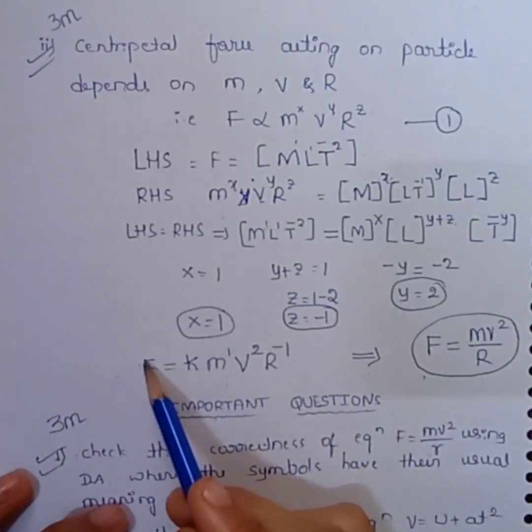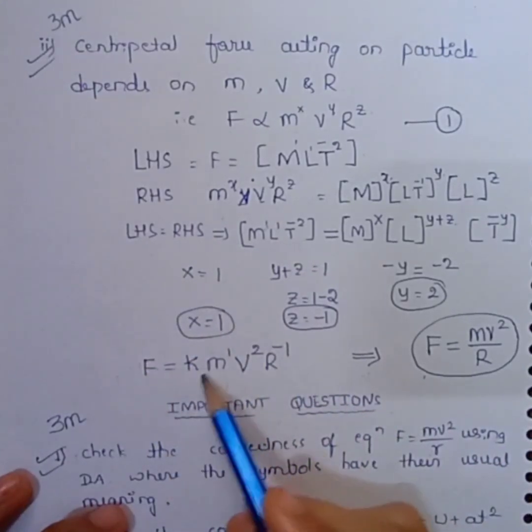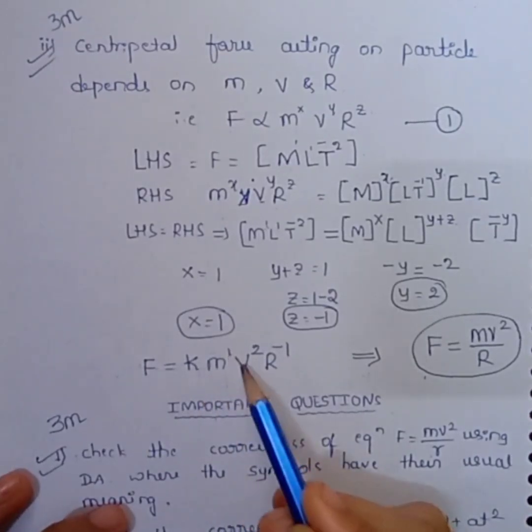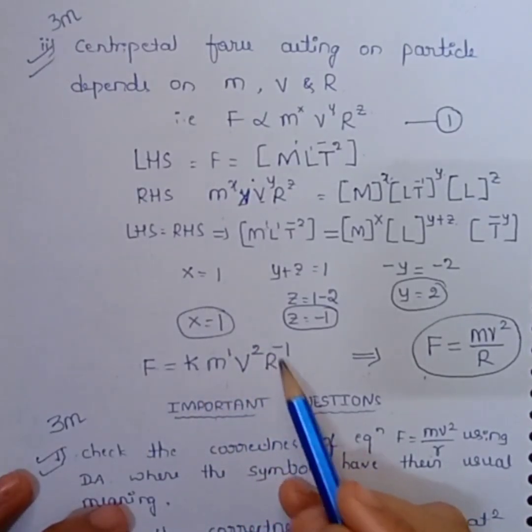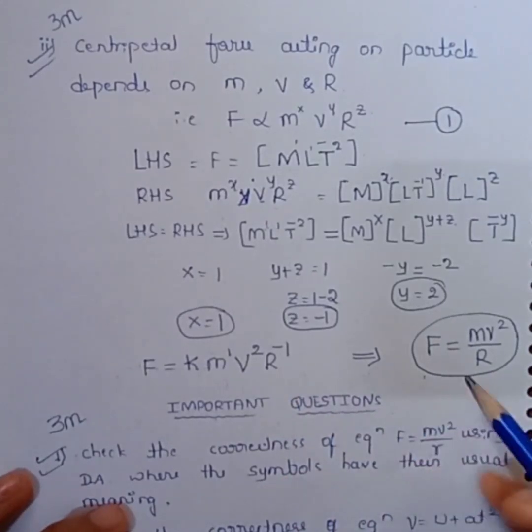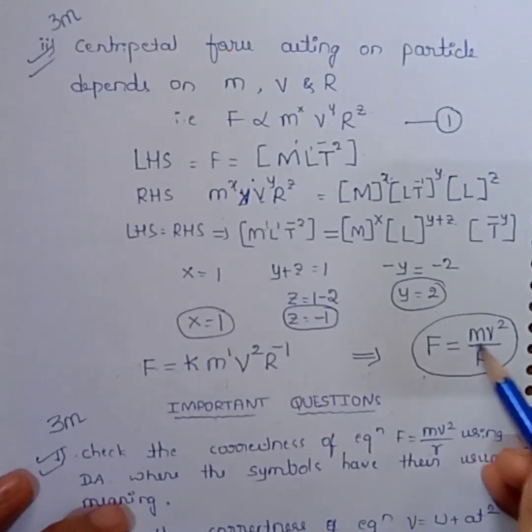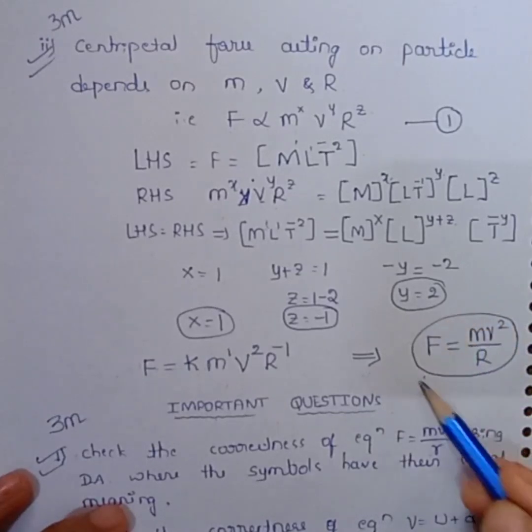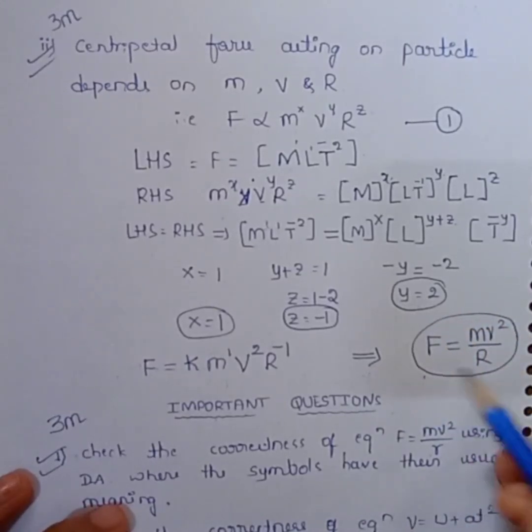Then centripetal force F can be written as K into m to the power of 1, v square, r to the power of minus 1. This becomes finally F equals mv square by r. This one is the final expression for centripetal force.